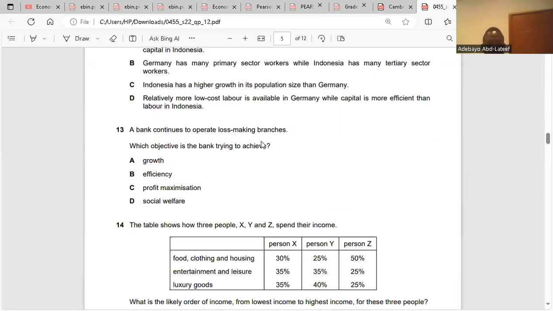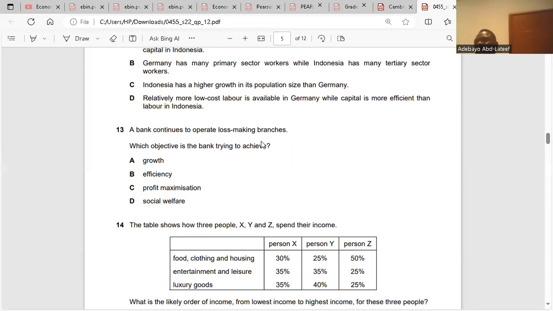Question 13. A bank continues to operate loss-making branches. Loss-making means the branch of the bank is not making profit, but it still continues to operate. So that means that branch is not going to grow. That branch is not efficient. That branch will not be making profit. So ABC is not there. So the answer is social welfare.